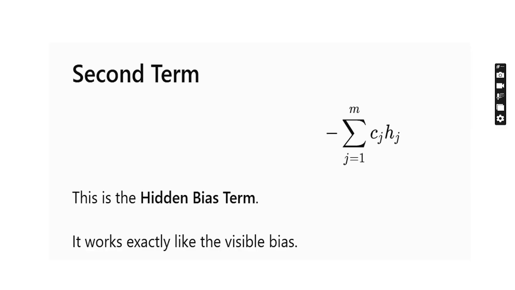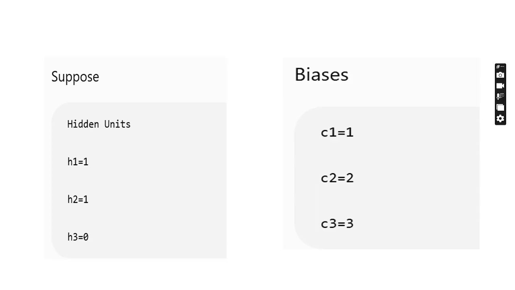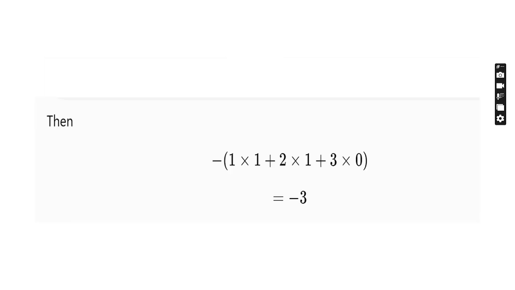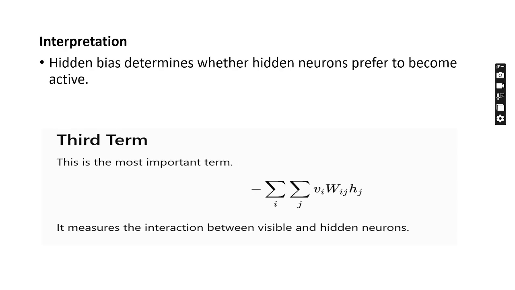The second term is the hidden bias term. It works exactly like the visible bias term. Suppose we take hidden units H1, H2, H3 and biases C1, C2, C3. We take these three values in summation, take the difference, and we get minus 3. The hidden bias determines whether hidden neurons prefer to become active. So this is the main role of the hidden bias.